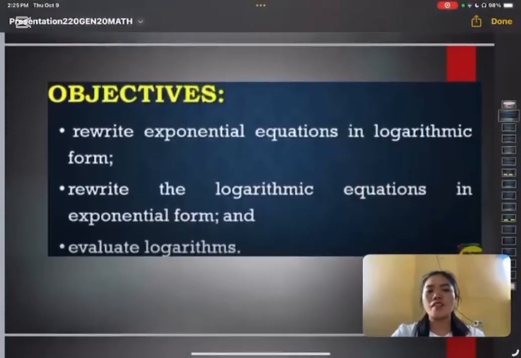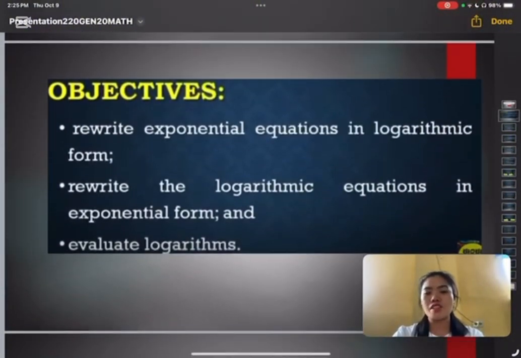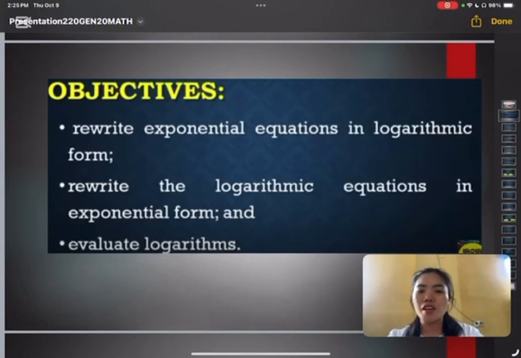So, what are the objectives? At the end of this lesson, you can rewrite exponential equations in logarithmic form, and you can rewrite the logarithmic equations in exponential form, and finally evaluate logarithms.